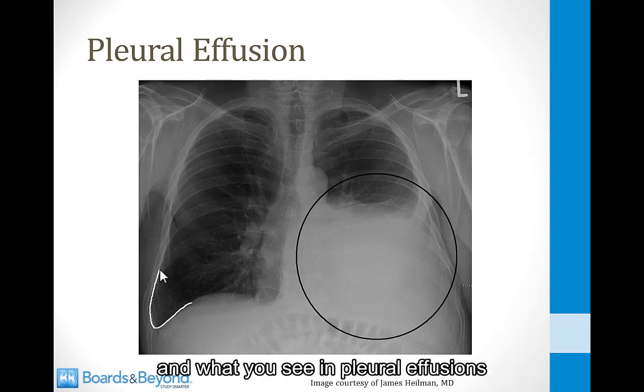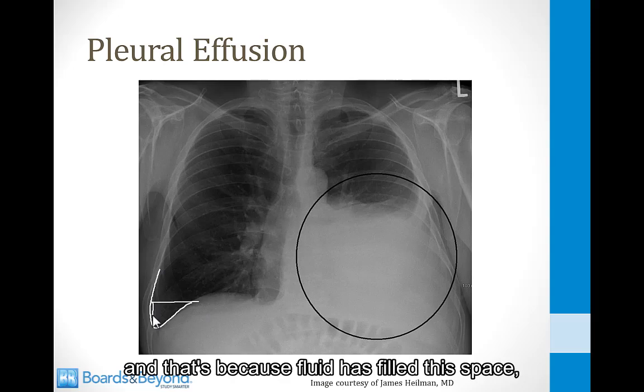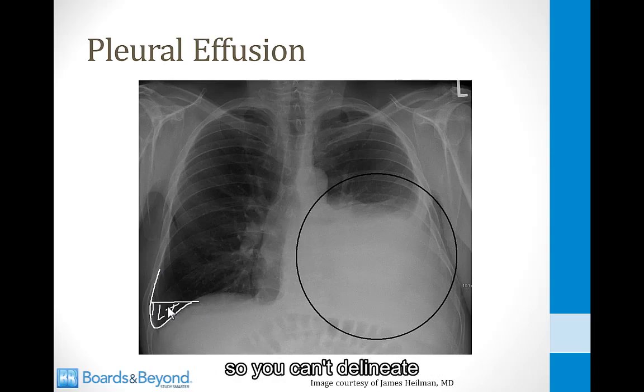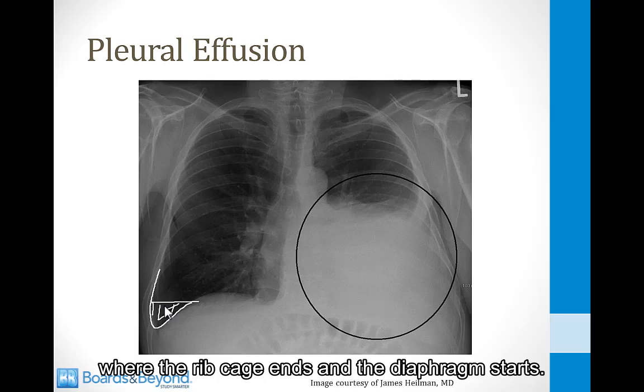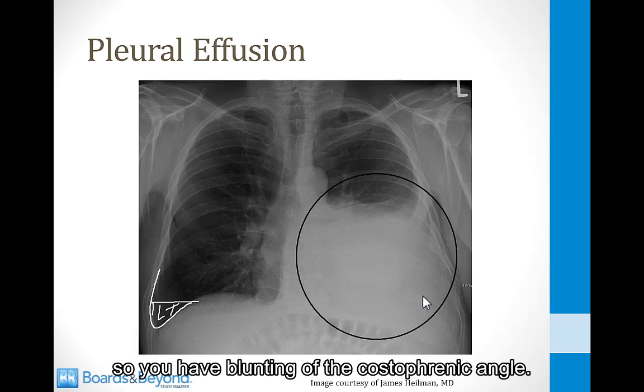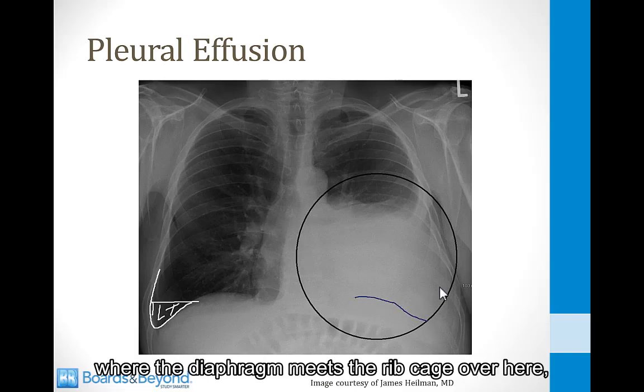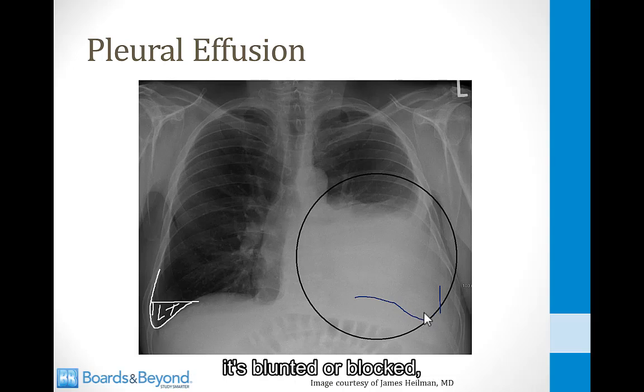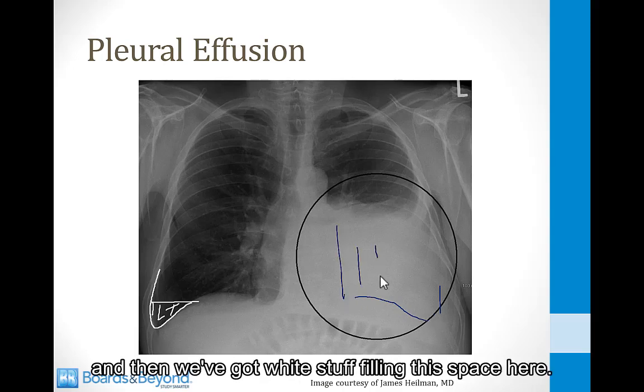And what you see in pleural effusions is blunting of the costophrenic angle. It basically means you can't see it anymore, and that's because fluid has filled this space and it becomes white here, so you can't delineate where the rib cage ends and the diaphragm starts. This patient here has a large left-sided pleural effusion, so you have blunting of the costophrenic angle. We can't see where the diaphragm meets the rib cage over here. It's blunted or blocked. And then we've got white stuff filling this space here.